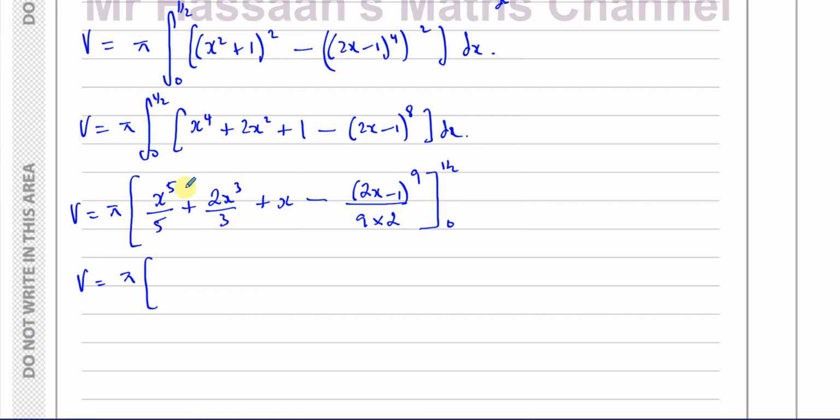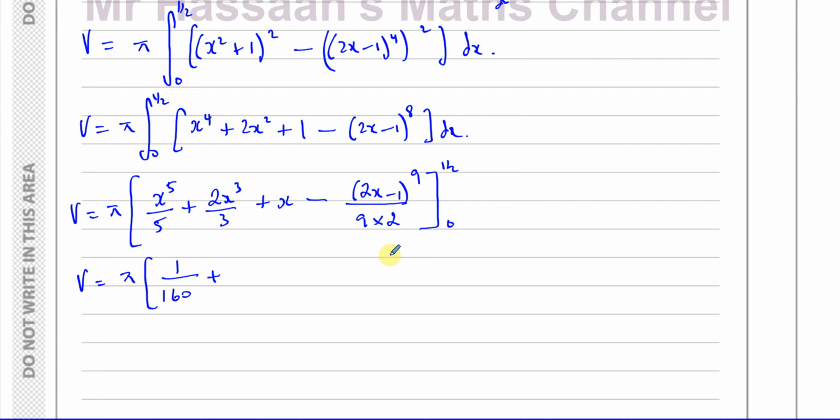Now I'm going to put a half into here first, and then I'm going to put 0 into here. So a half to the power of 5 is 1 over 32. And so 1 over 32 divided by 5 is 1 over 160. Plus 2 times 1 over 8 cubed.